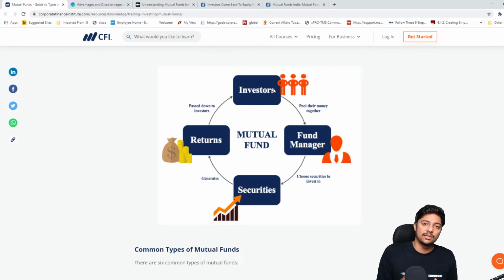Once the return is done, the investors are like, I gave you all the money, now you gave me 20% return, so give it back to me. So this is the basic sense of how a mutual fund works. Obviously there are more technicalities, it's not that simple. Now I'll tell you what the important things in this are.